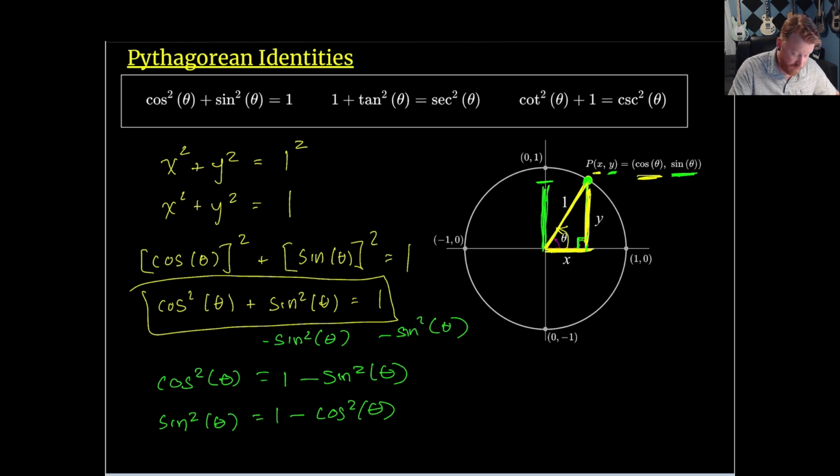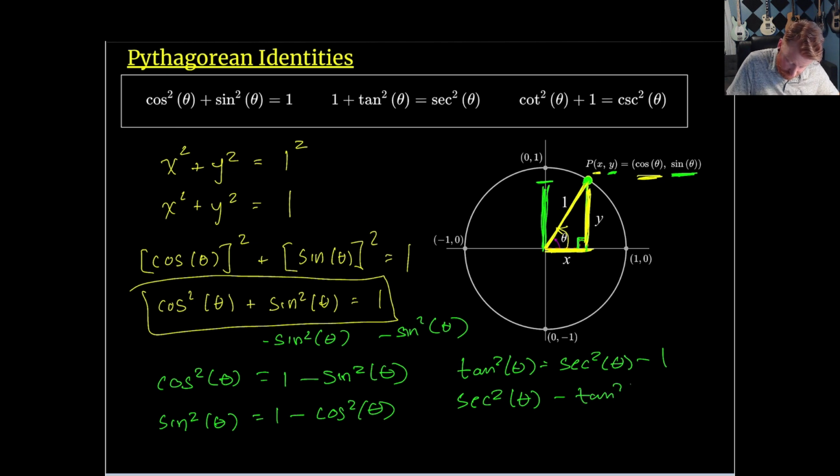And we could do this with all of the different ones up here. I could rewrite tangent squared theta as secant squared theta minus 1. Or I could write secant squared theta minus tangent squared theta, and that is equal to 1. So just different ways that we could subtract values here.